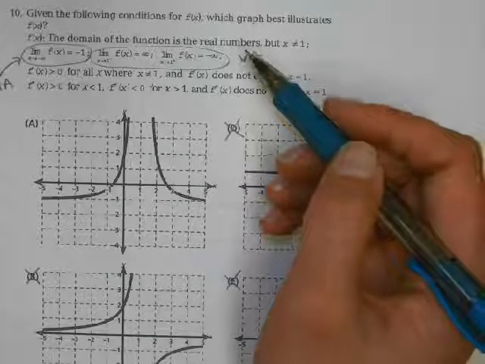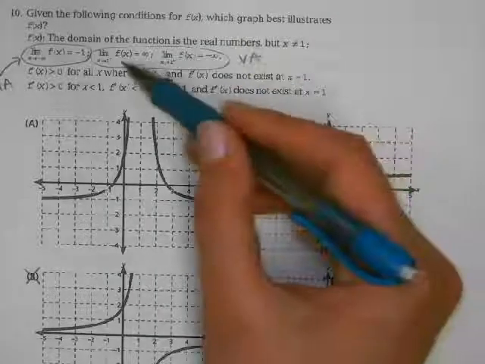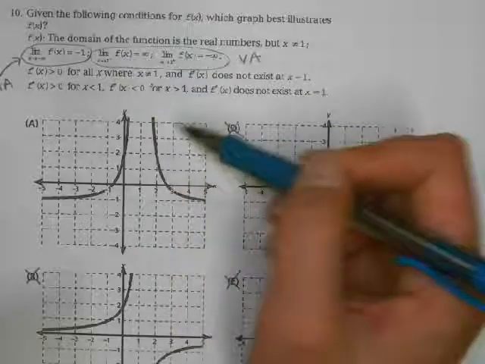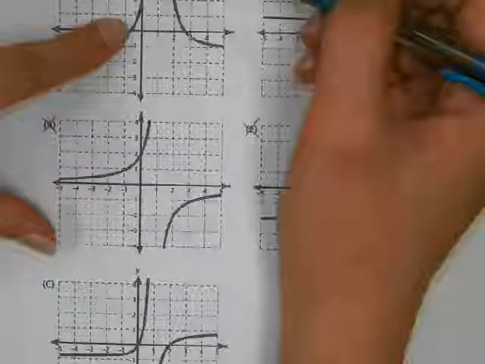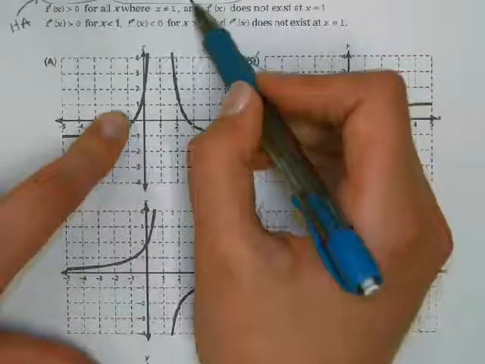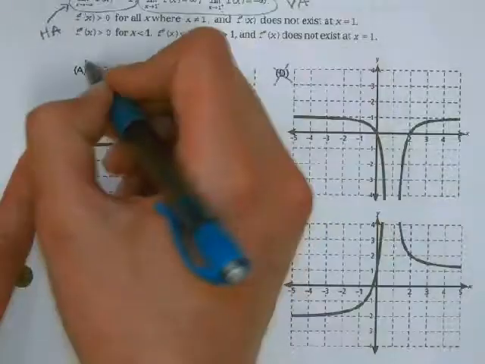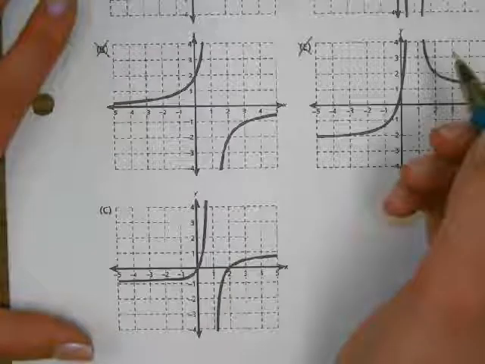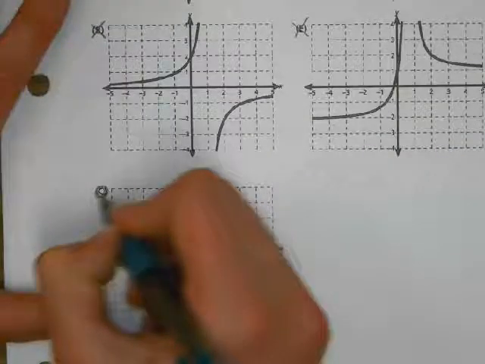A and C both look like that. But here it says on the left side the graph should be going up. So in A and in C it's doing that. It's going up as it approaches 1. On the right side of 1 the graph should be going down. A is not doing that. C is. So I was like, well, probably C then.